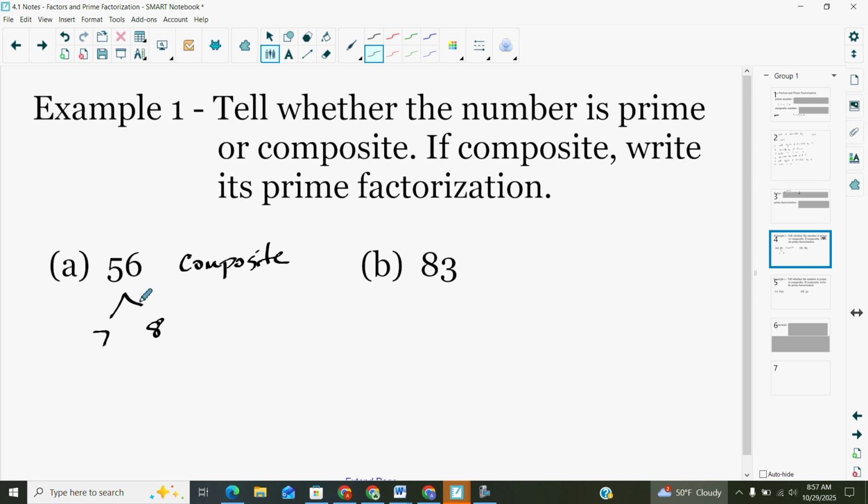7 times 8. This is called making a factor tree. Every time I find a prime factor, 7 is prime, I'm going to circle it. 8 is not prime, it's composite, so we need to break it down further. 8 is 2 times 4. 2 is prime, so we're finished there. 4 is 2 times 2. 2 is prime, circle. 2 is prime, circle.